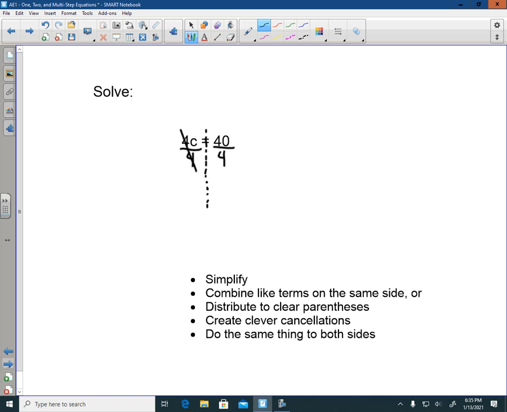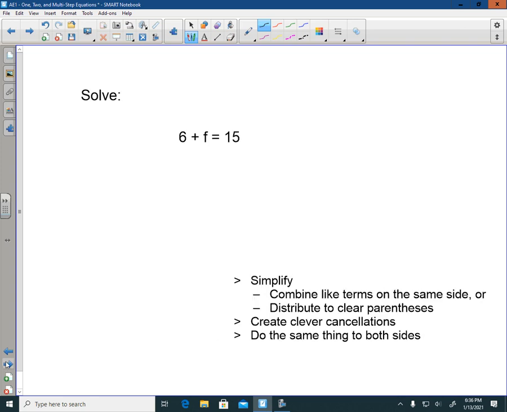Now these 4s cancel, and we have c left over on this side, and then 40 divided by 4 is 10, and that's done. And how do I know we're done? Because the variable's by itself. This is a one-step equation, and it just takes one step to do.